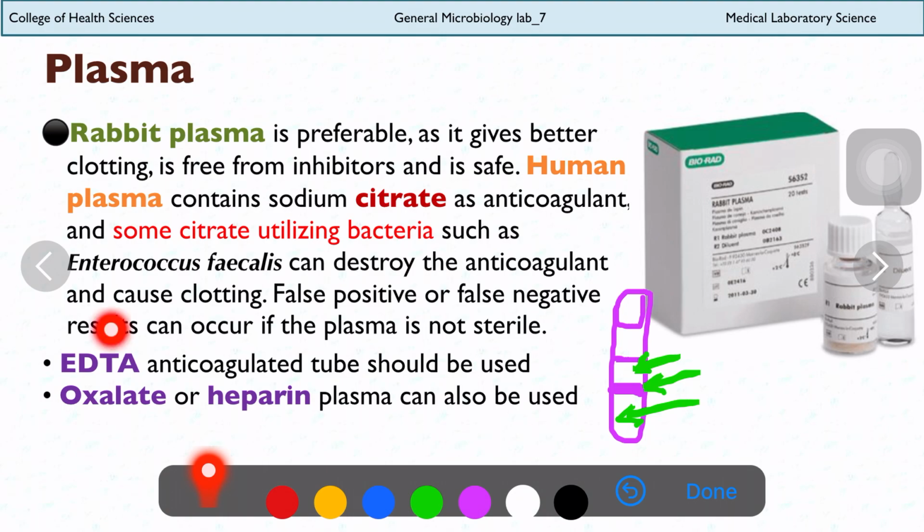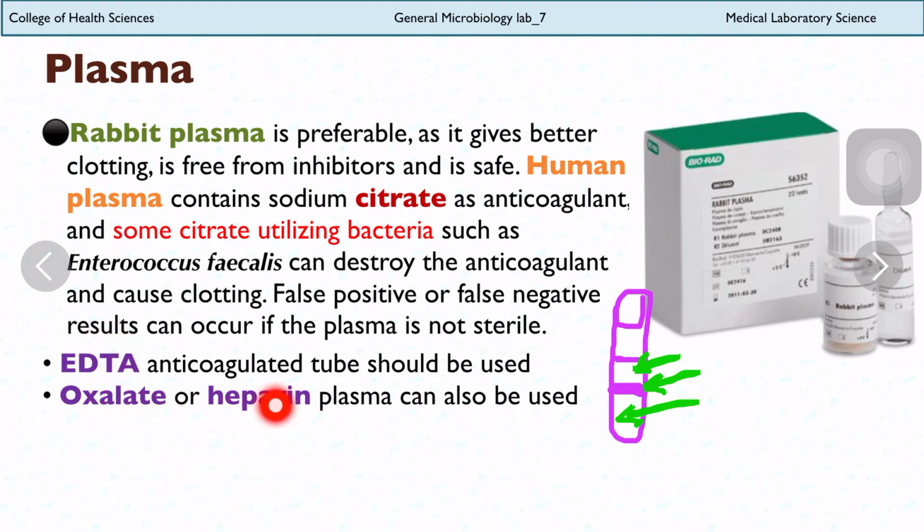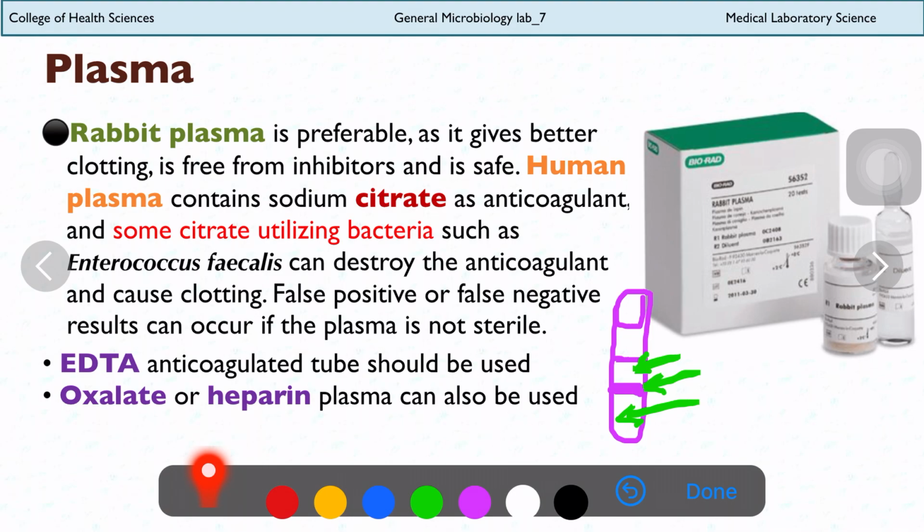The best choice is EDTA. Also, you can use oxalate and heparin. So it's better to think about that. It's better to use a test tube with EDTA or oxalate or heparin, and be careful, do not use a test tube with citrate. As we said, you may have some kind of microorganism that can utilize the citrate.